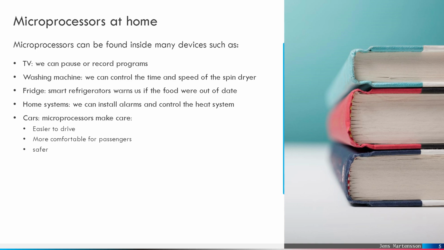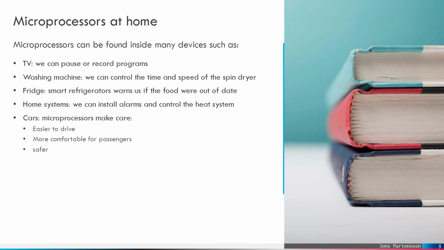A fridge, smart refrigerators can tell us and give us a warning about our food that it's going out of date. Also, microprocessors are installed in home systems. Like if we need to install an alarm, or if we need to control the heat or the temperature at the home.